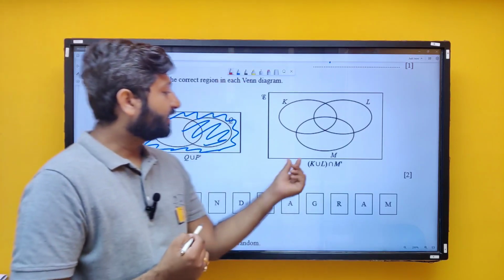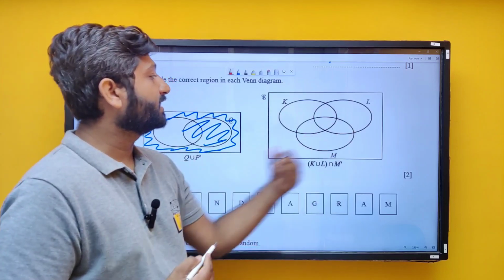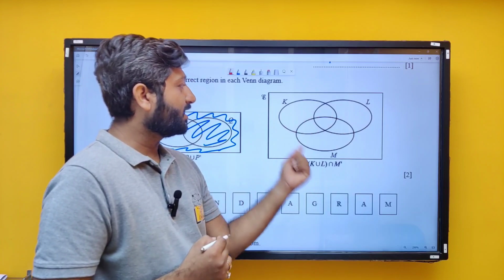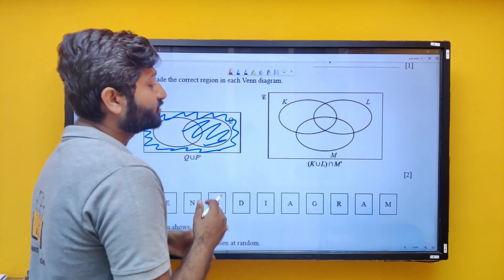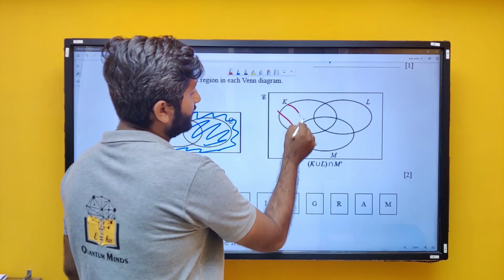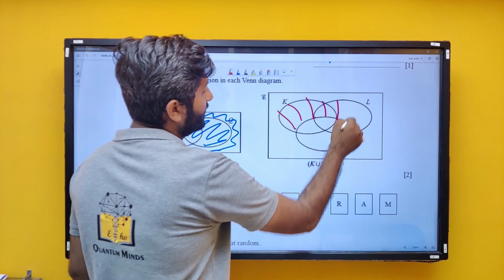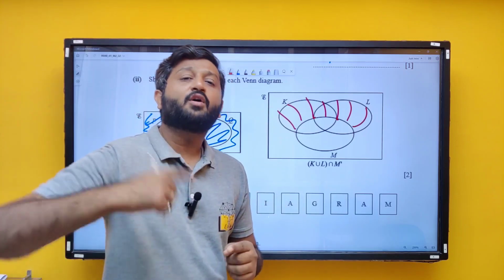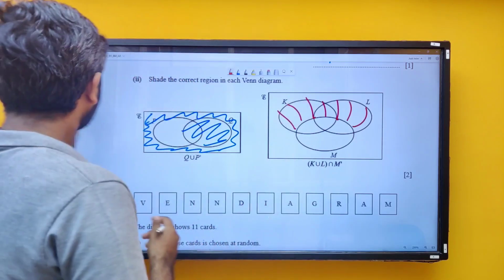Then we have K union L intersection M dash. So K union L is this region, intersection M dash. So everything which is common in K union L and M dash. I think this small region is common in K union L. This is a part of K union L and also part of M dash.